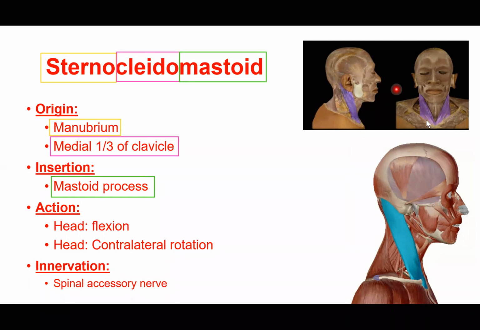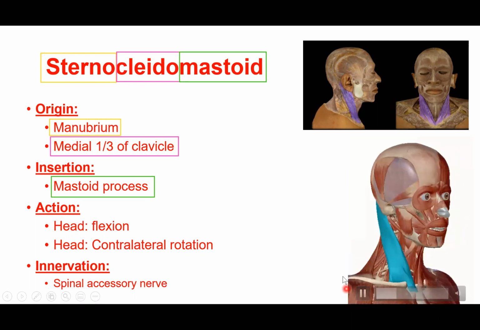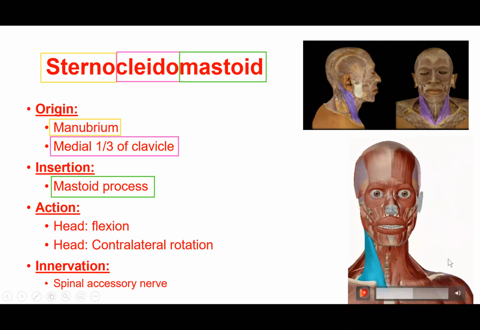So again, here we have the sternum. Here's the medial third of the clavicle, inserting up onto the mastoid process of the temporal bone, which is kind of what you're seeing here. Let's play this quick little video. And I'll pause it there so you can see the medial third of the clavicle, and then also you can see the manubrium of the sternum, which we know is that top part of the sternum.